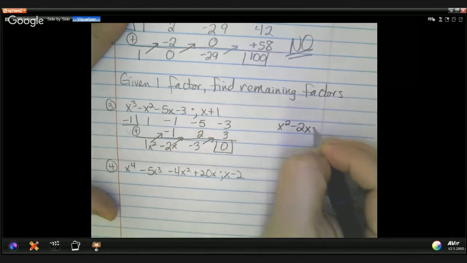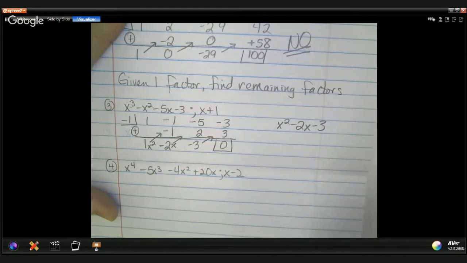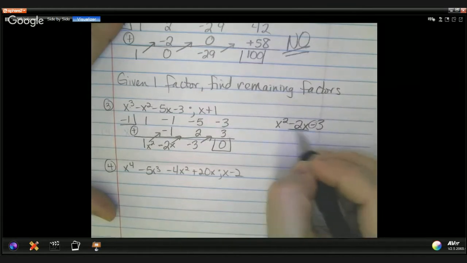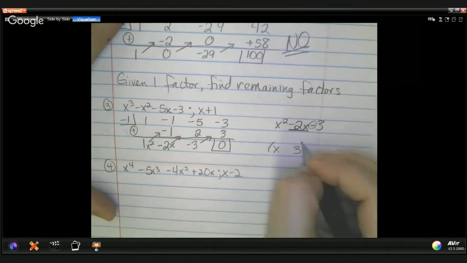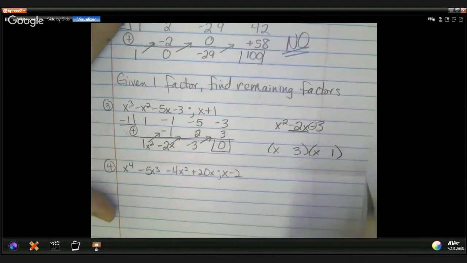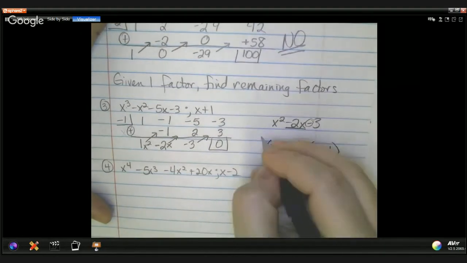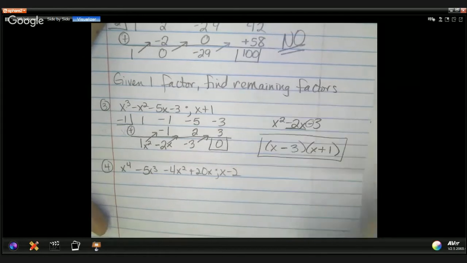And now that's a trinomial. And remember, trinomials, you factor: what times what is 3, subtracts to give you 2? Well, that's 3 and 1. And the only way I can get a -2 is if I have a -3 and a +1. So there are the remaining factors for number 3.